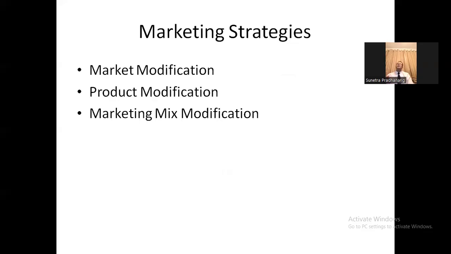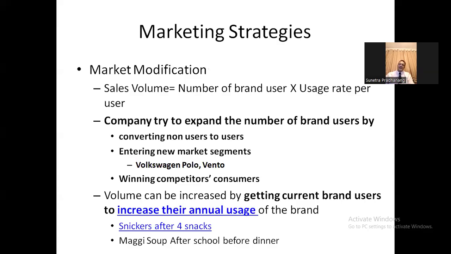What can we go for in this maturity stage? We can go for market modification and go for new markets. We can go for product modification, where new features can be added, and marketing mix modification, maybe in the promotion aspect, maybe in the distribution aspect, we can make changes.